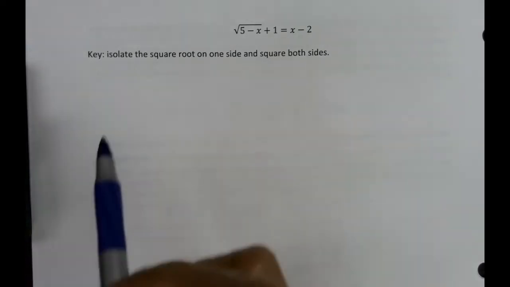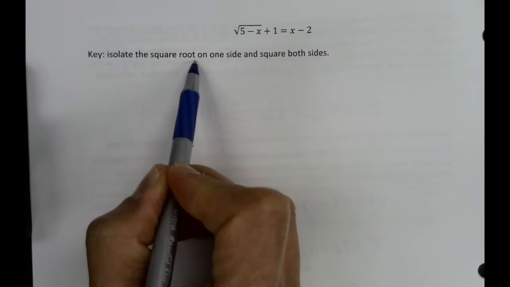Here is another quadratic in disguise. What can we do? What can we do here? I've given you a tip here. If we can get the square root by itself on one side, we can then square both sides. So take a look. You can pause the video and see what you think.